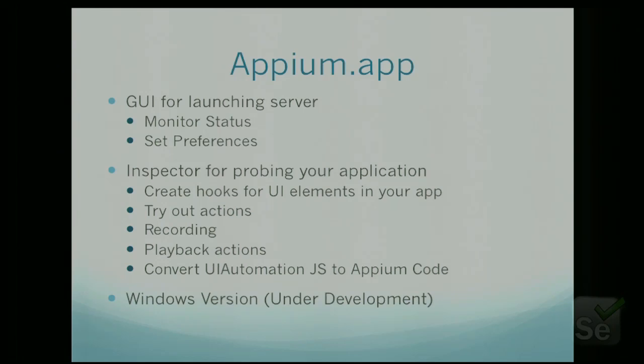Inspector lets you probe your application, gives you a visual feel for what you're doing. You can try out things. You can record and generate code in Objective-C, Python, Java, Ruby, and C#. You can play back your actions, and this isn't done yet, so I probably should take it out of the slides, but eventually you'll be able to just convert your UI automation code to Appium code. And the Windows version exists, but it doesn't do a lot of the inspector stuff. It will just launch the server for you right now.